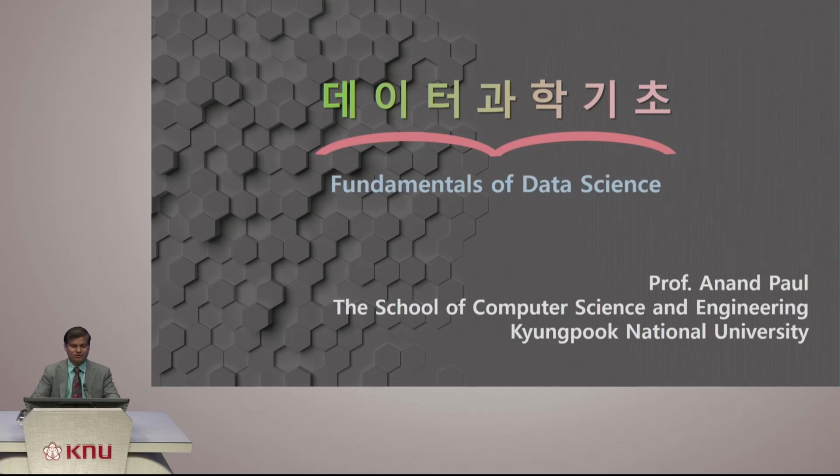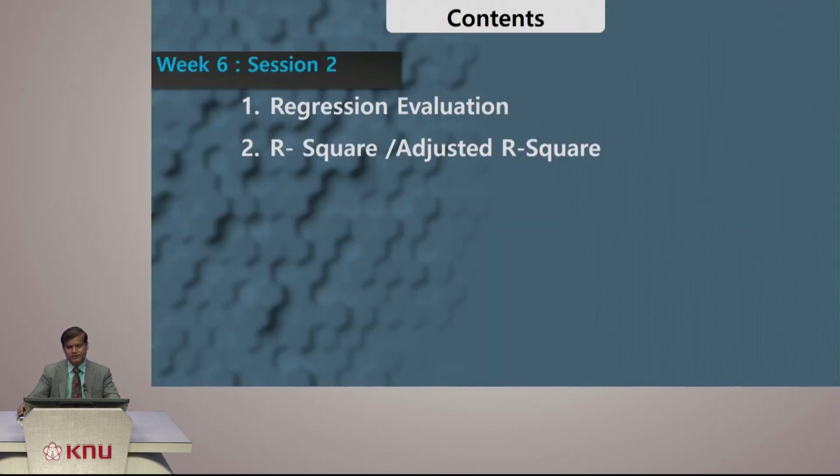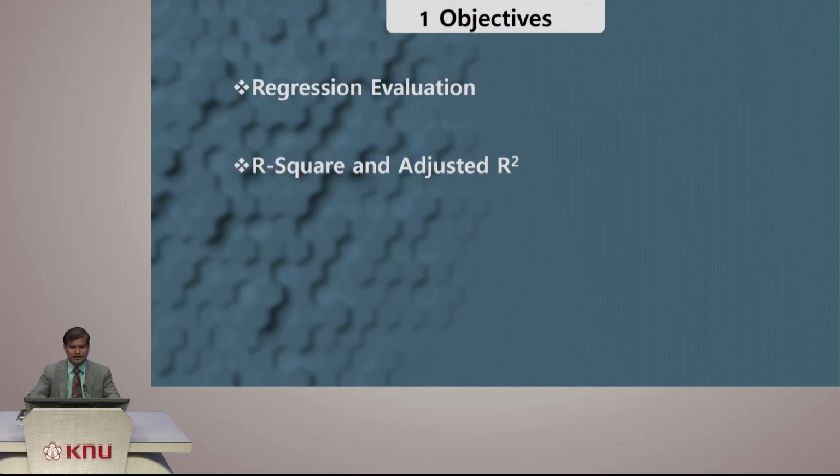And now we are discussing the regression model. We talked about what a simple linear regression is, and today we are going to estimate how this regression model can be evaluated. In other words, what are some of the evaluation metrics. Basically, we are going to look into R square and adjusted R square. These are two different methods. Of course, there are different methods available, but we are just going to focus on these two methods. So that's our objective for today's discussion.